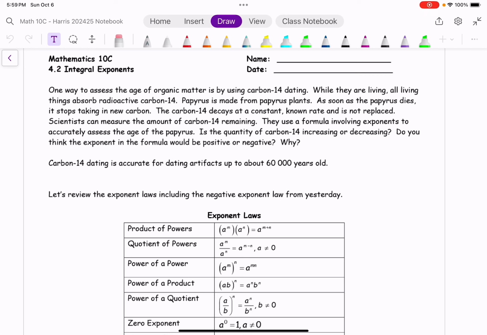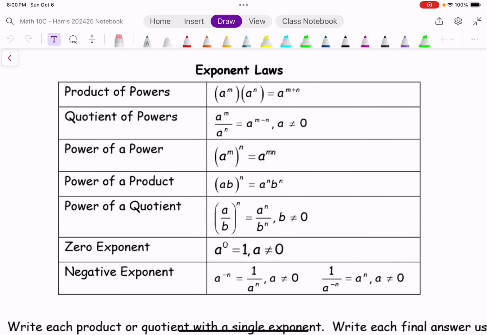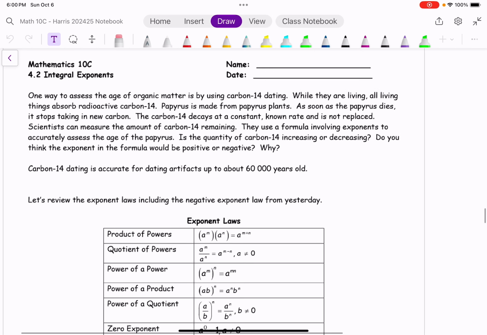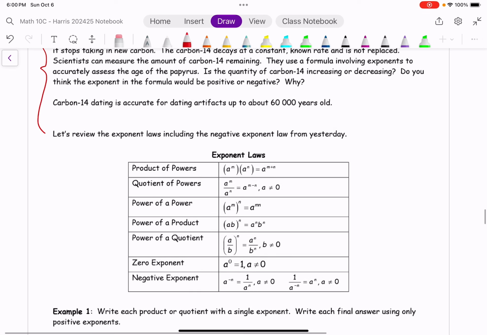Okay, so we are going to be moving on with our integral and negative exponents. But before I can even begin with integral exponents, we're going to do a quick recap of what we were doing last week on Friday. Keep in mind all of our exponent laws. If you need to come back to this, you can. This little blurb about carbon dating gives you an idea of why we have integral exponents, and I like taking this kind of information for all the people that say, why are we learning this? When in the world are we going to be using this in real life?